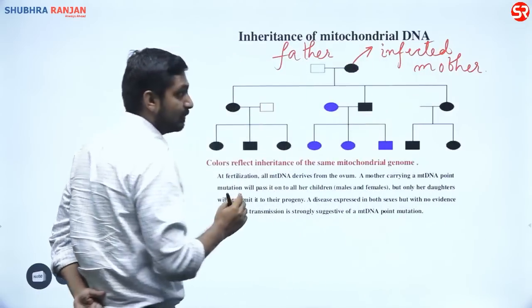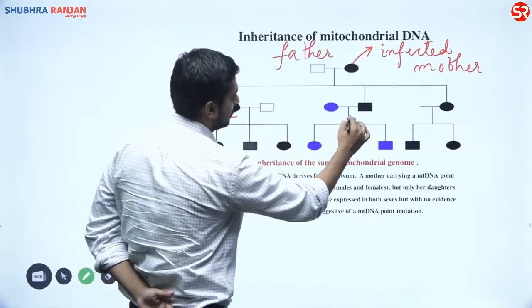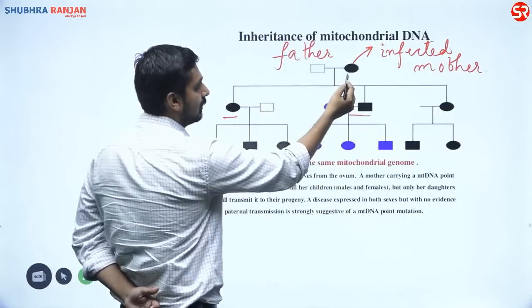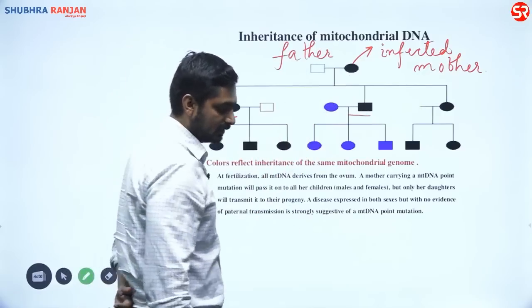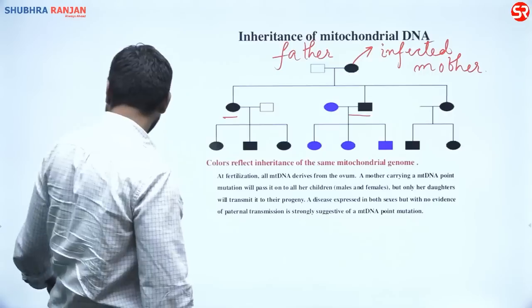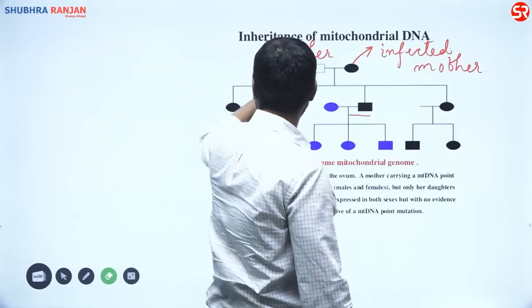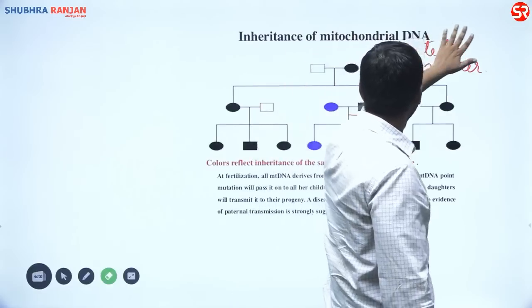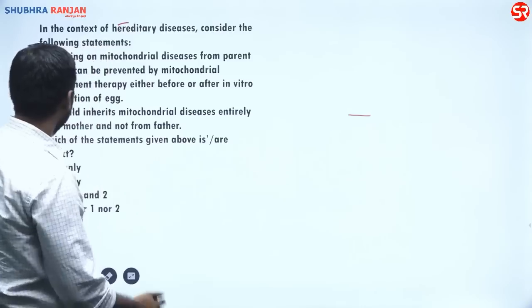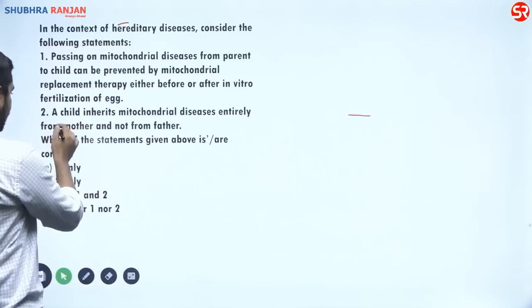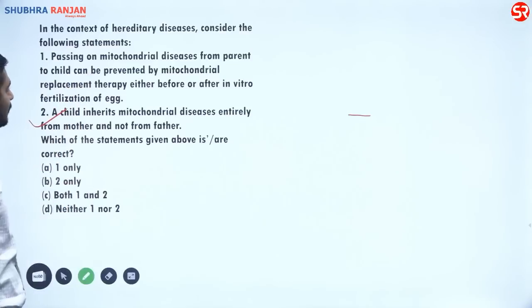So this disease passes from an infected mother to her daughter or to her son. This disease is passed only from mother to the children, so this is a unique aspect of this mitochondrial inheritance disease. So according to that, the second statement is correct. Now we have to look at the first statement.